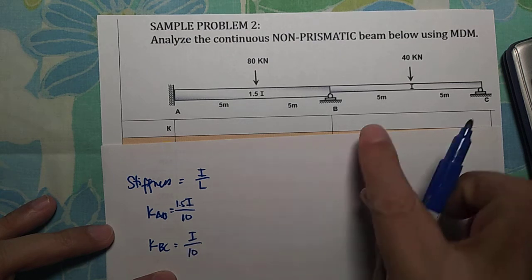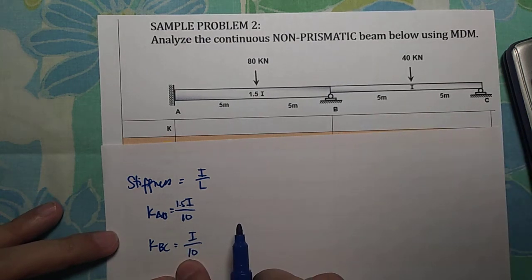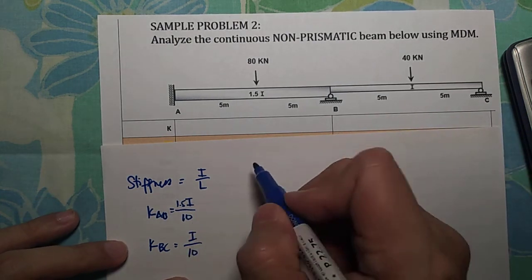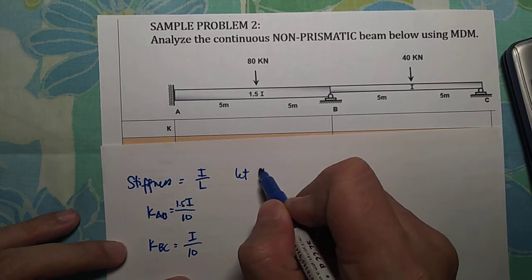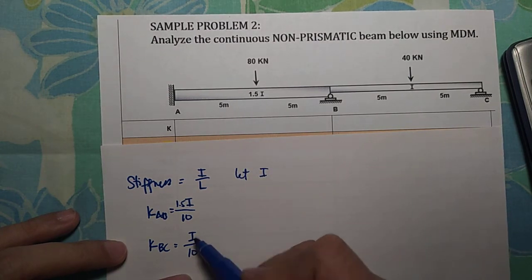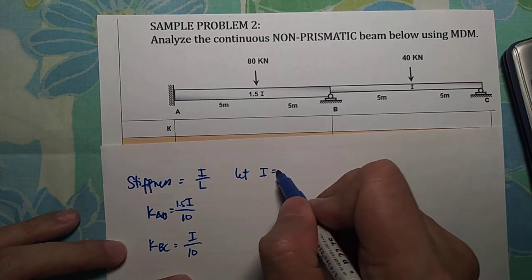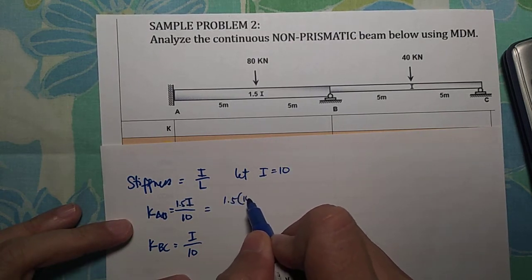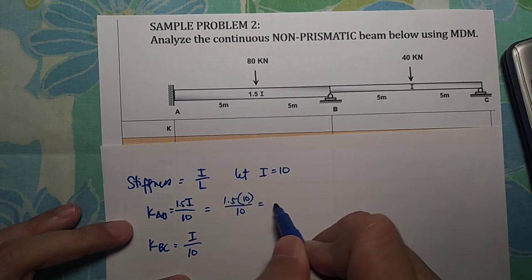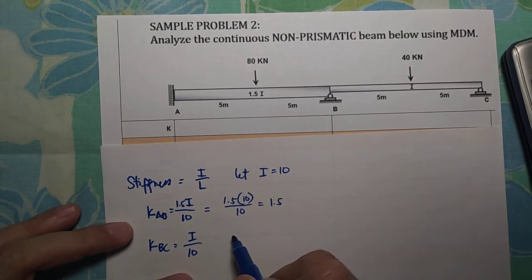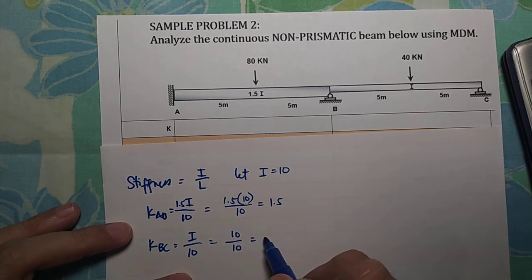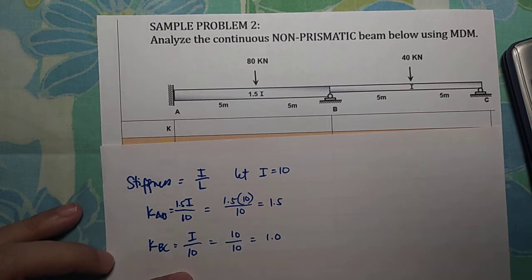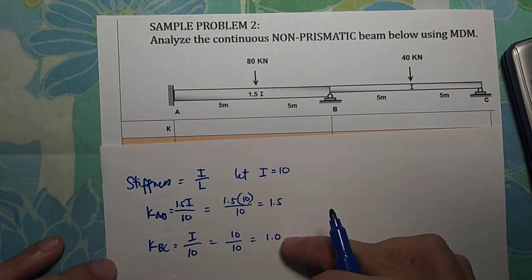10. So, to get rid of the I, we let a certain constant of I, which is a multiple of the denominator. Let's say I is equal to 10. So this becomes 1.5 times 10 over 10, so that is 1.5. This one would be 10 over 10, so this would be 1. So these are now the relative stiffness.